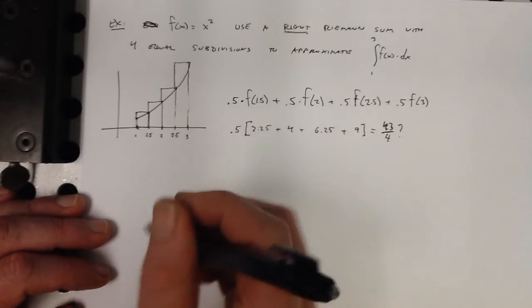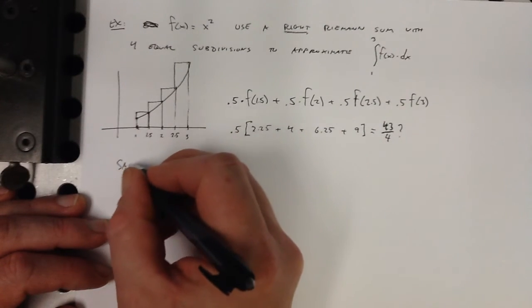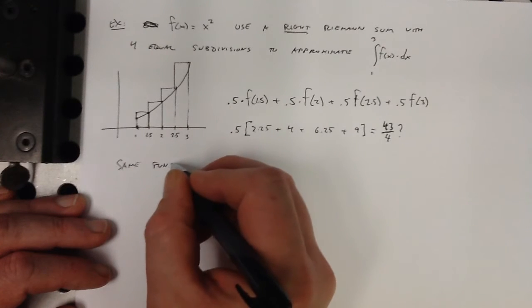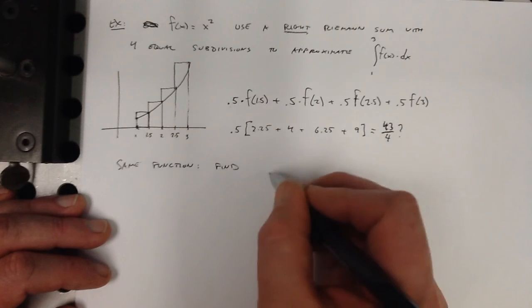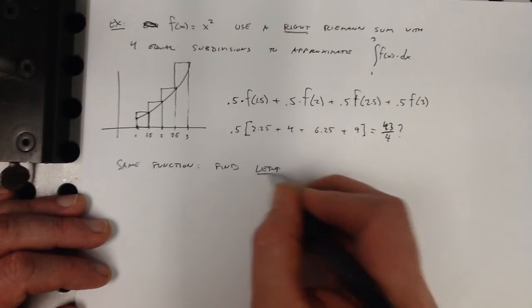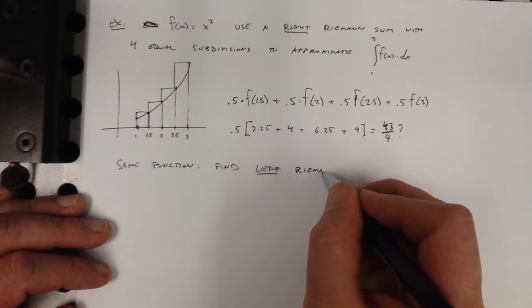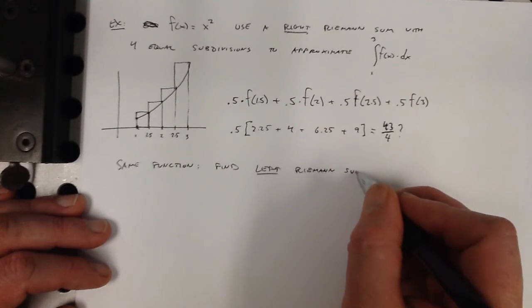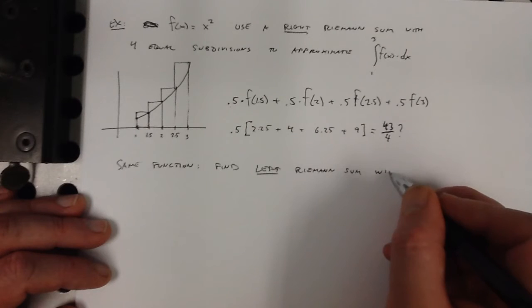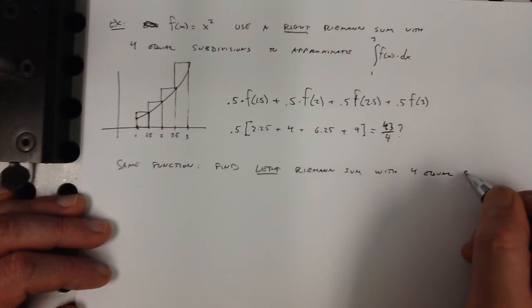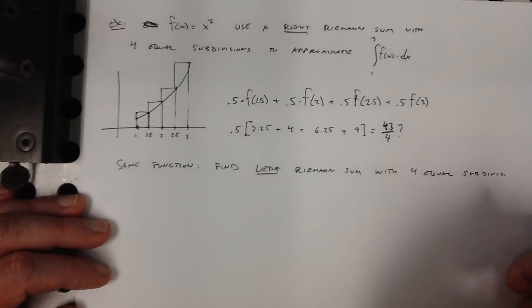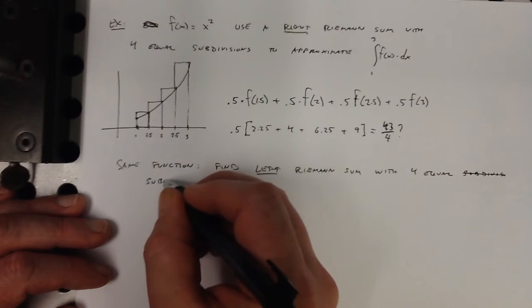Now, for the same function, find the left Riemann sum. And again, we'll do it with 4 equal subdivisions. Oops, I'm off the page there. You can't see that. Equal subdivisions.